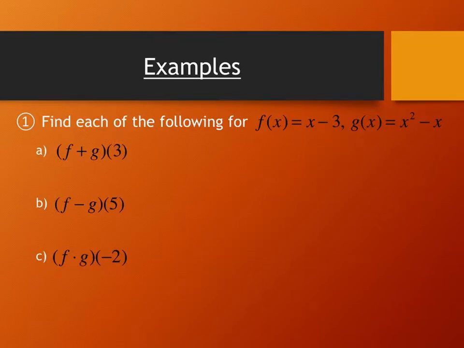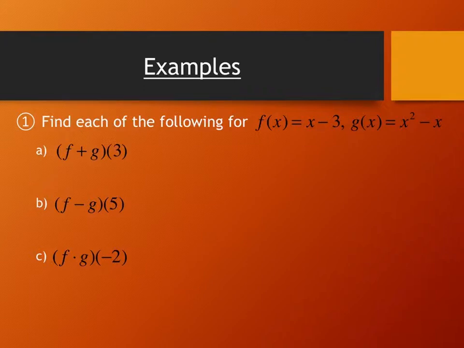Find each of the following. Okay, so we're going to find A through H. Yeah, for real. And we have 2 functions. We're going to use the same functions for this whole problem, number 1. X minus 3 is the function f of x, and x squared minus x is the function g of x. Okay, so jot those down.